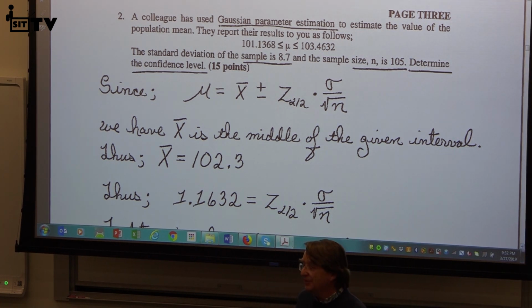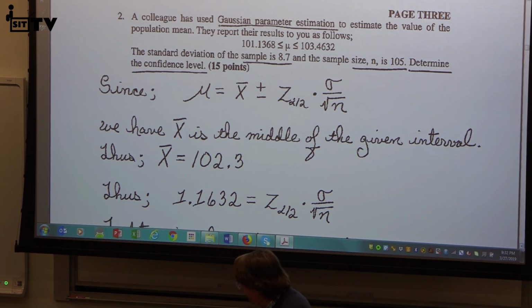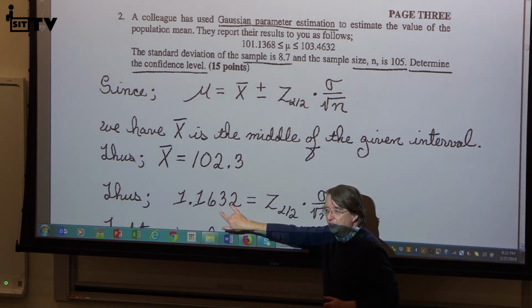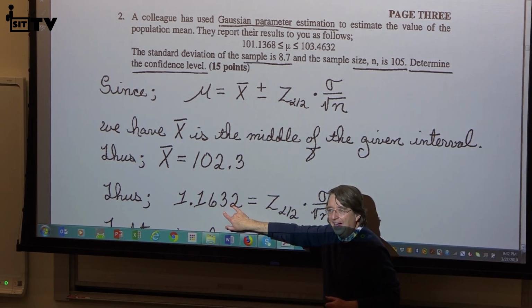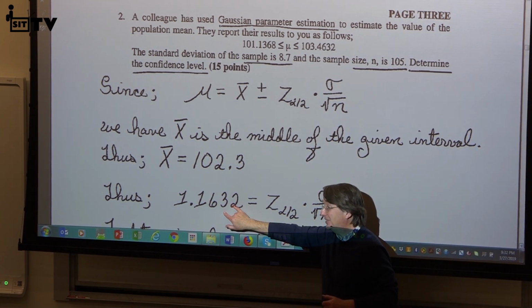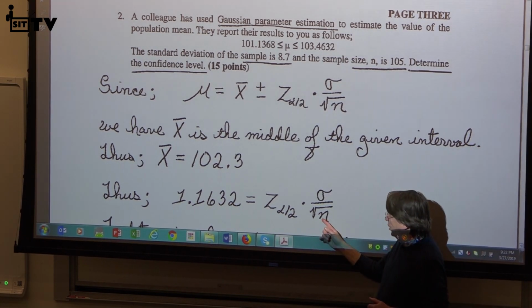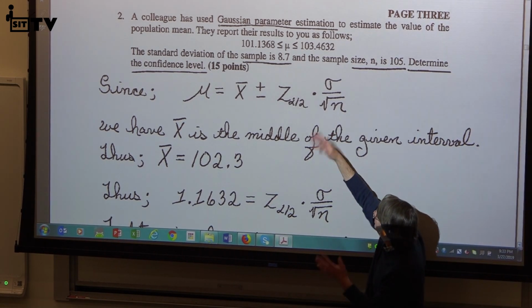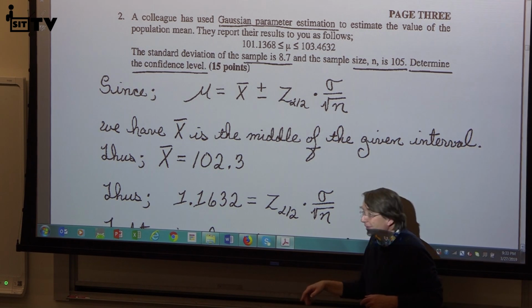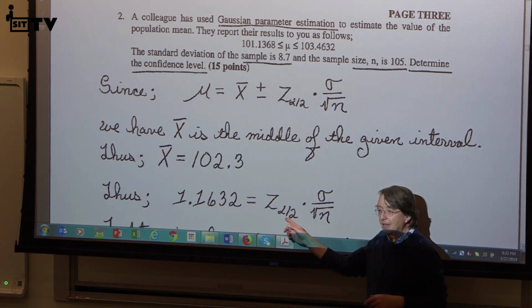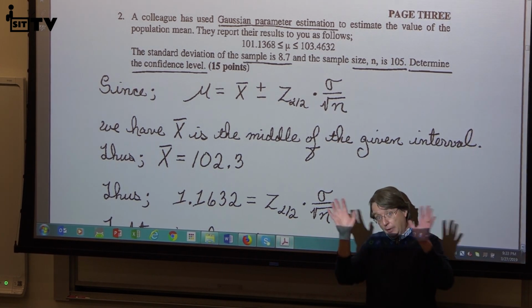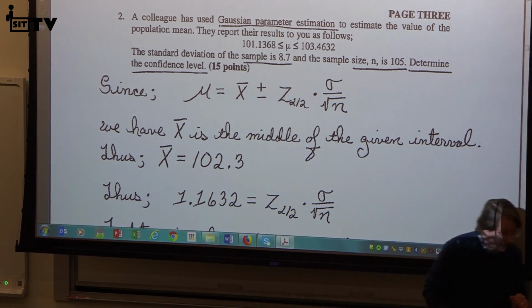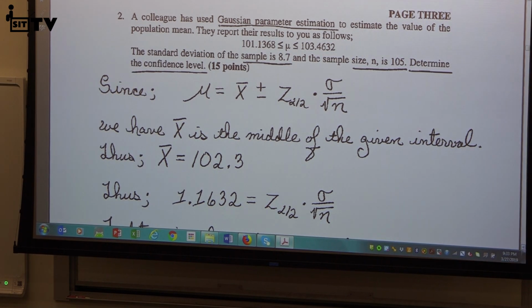Good. So now, Justin, what I know is I know this equals this. So I say, good. Now, I know n, 105, and I know the standard deviation, whatever it is, 8.7. So what can I solve for? Z. Now you might say, well, what the heck is Z? I'm going to get there. But now I know I can solve for Z. So I say, excellent. I can now solve for Z.